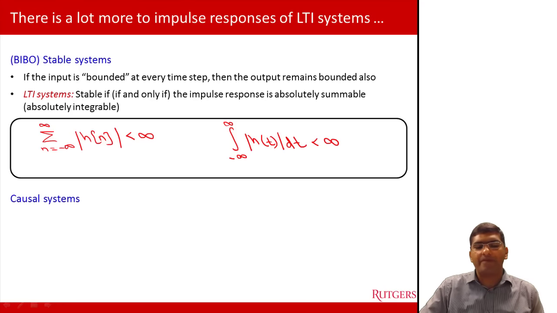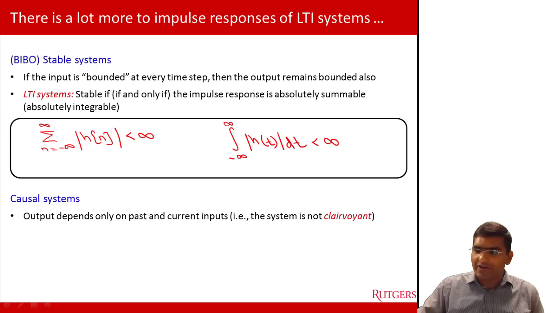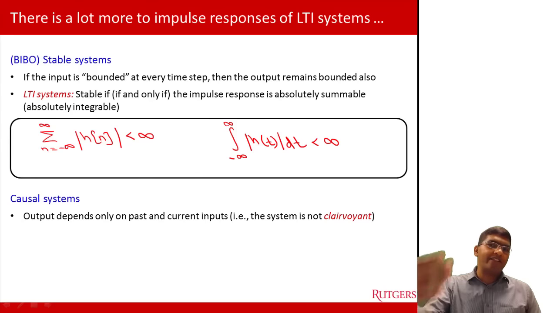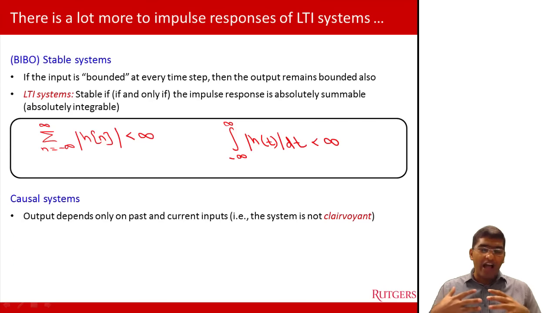Causal systems are another thing that impulse responses can help you figure out. So what is a causal system? A causal system is one that is not clairvoyant. A causal system is one in which the output of the system depends only on past and current inputs. Since a system cannot figure out what's going to happen in the future, its output at this point doesn't depend upon future inputs, which is only possible for clairvoyant systems. So no practical system would be non-causal.